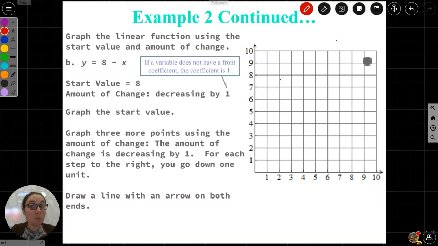This is example 2, part 2 of lesson 4.7, graphing linear functions. We're going to do the same thing we just did again. We are graphing a linear function using the start value and amount of change.